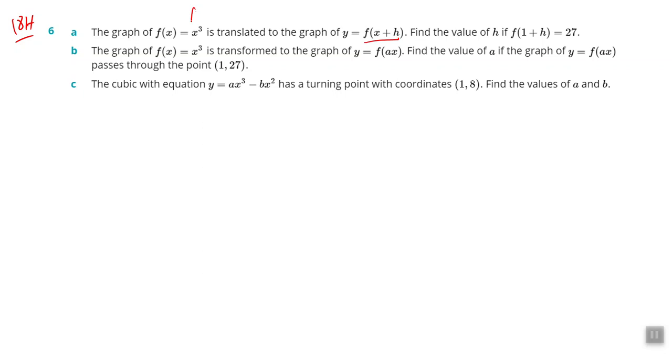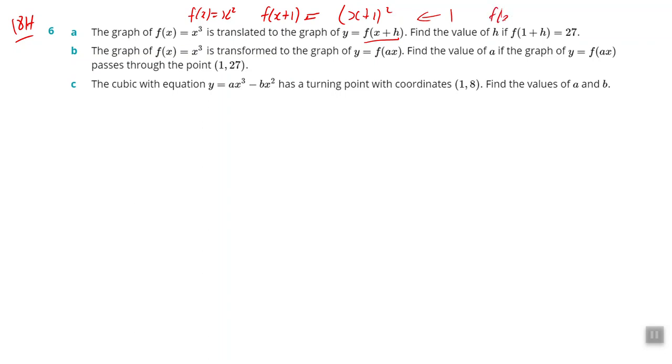So for example, if I had f(x) = x² and I went f(x + 1), what that actually does is that it changes your x to x + 1. So you're actually translating left 1 unit. So just because we've got h's, it doesn't mean you can't understand what's going on.